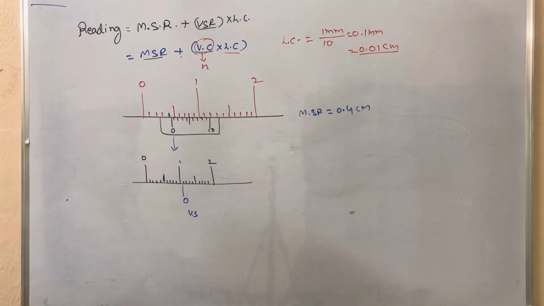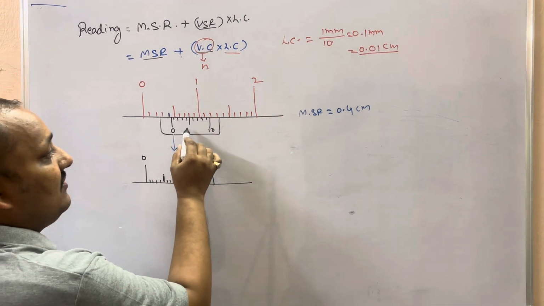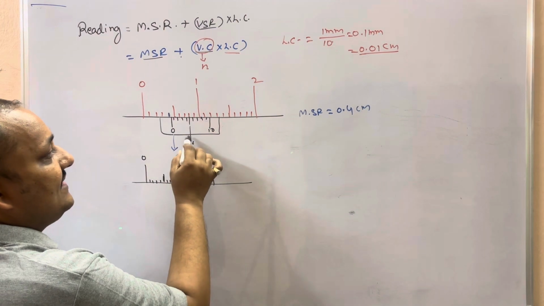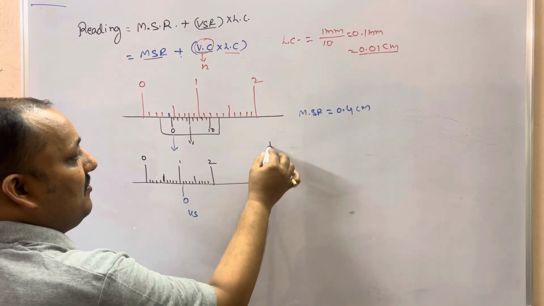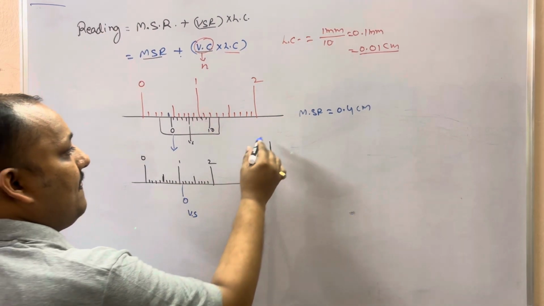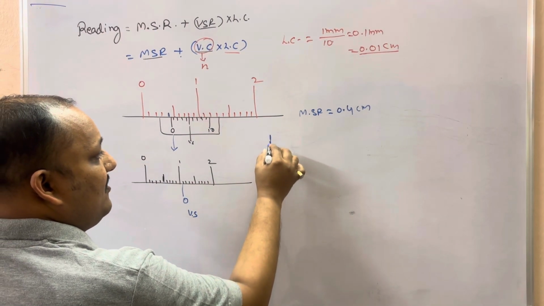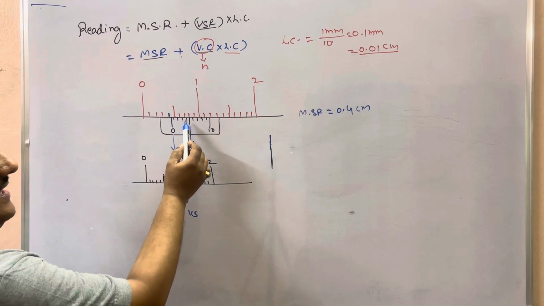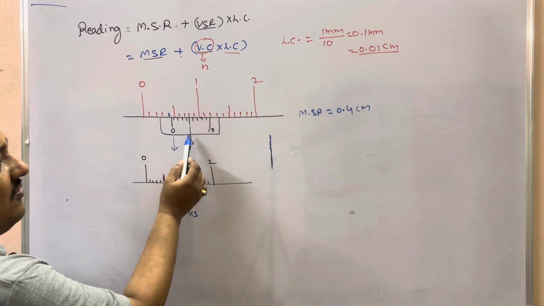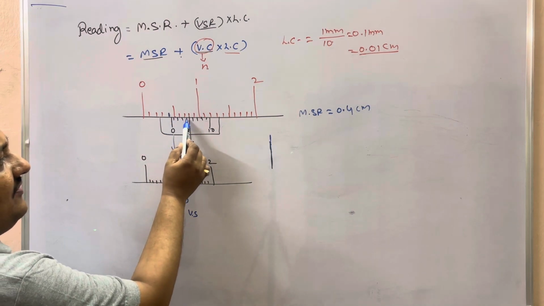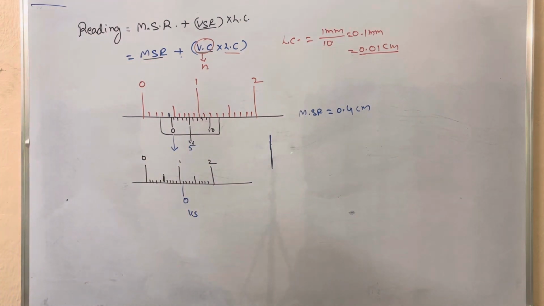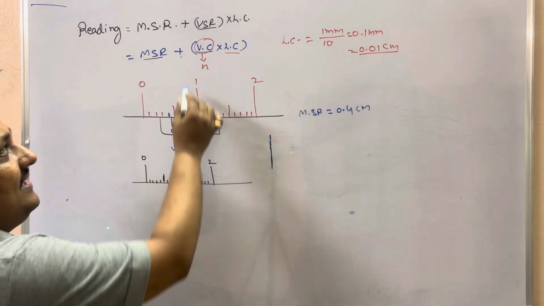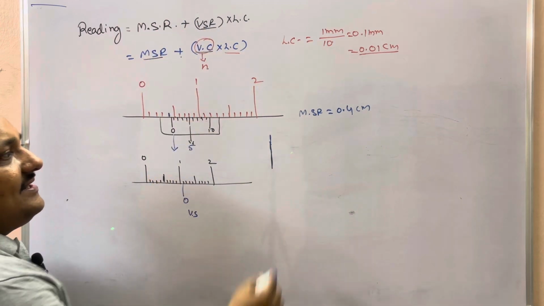Now, what is the vernier coincidence? See, among all these, one value on the vernier scale is exactly coinciding with the main scale reading. So this value should be coinciding like one line. That single line will be this one. So you have to count this 0, 1, 2, 3, 4, 5. So 5 is the vernier coincidence. 5 is the vernier coincidence or vernier scale reading.